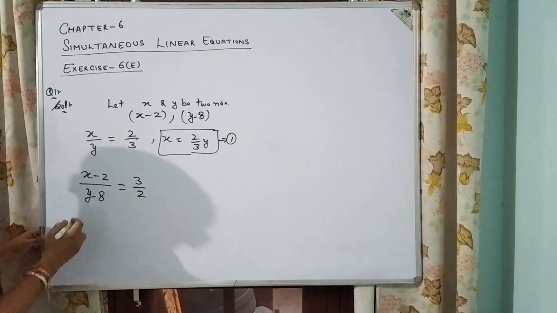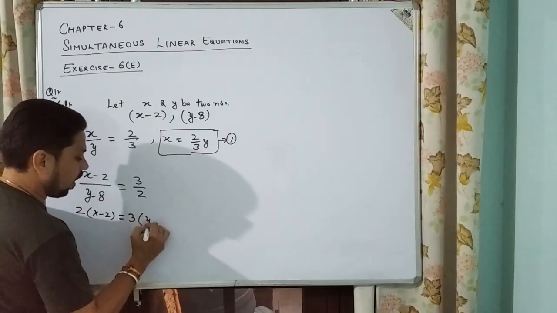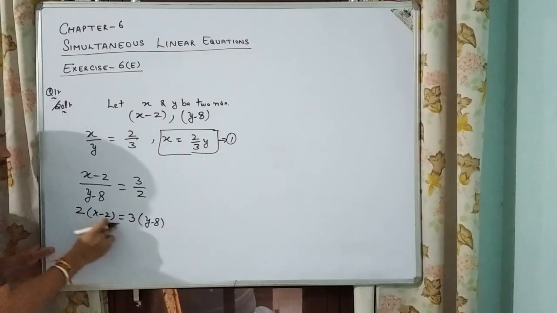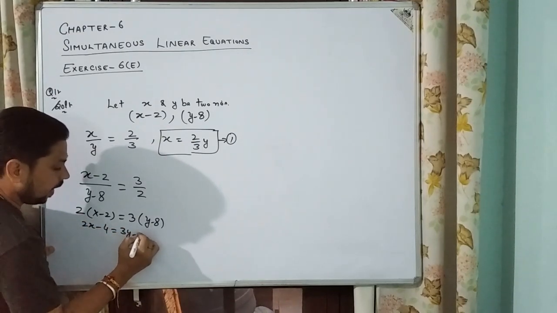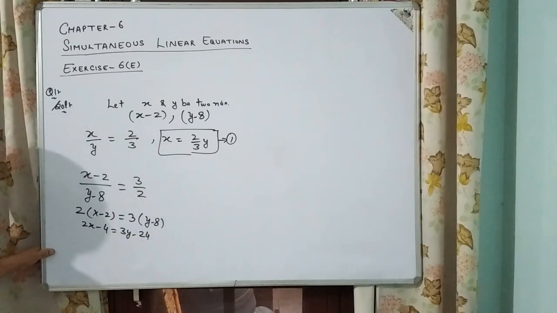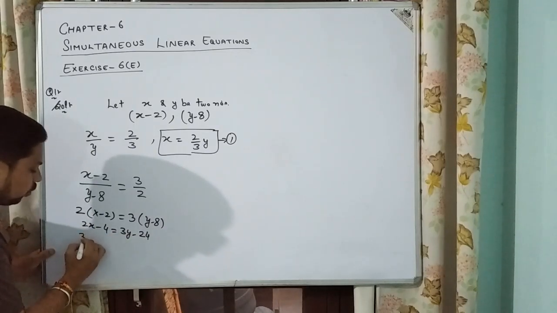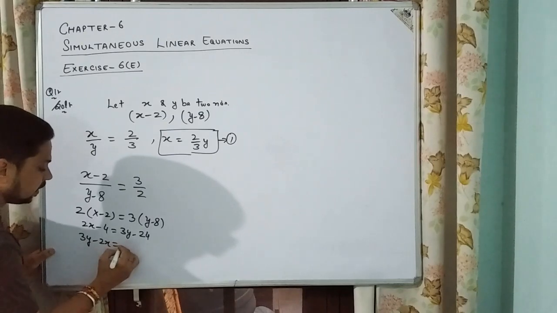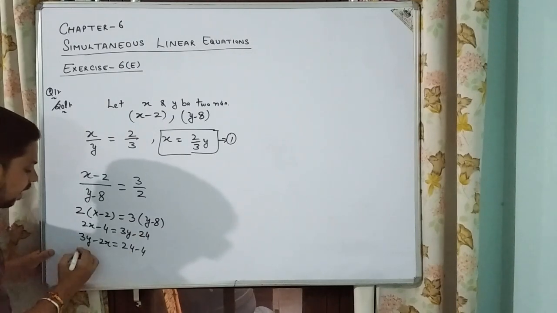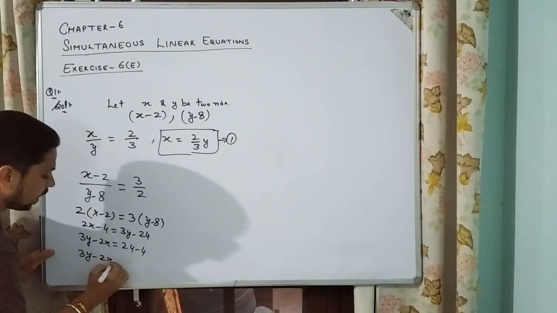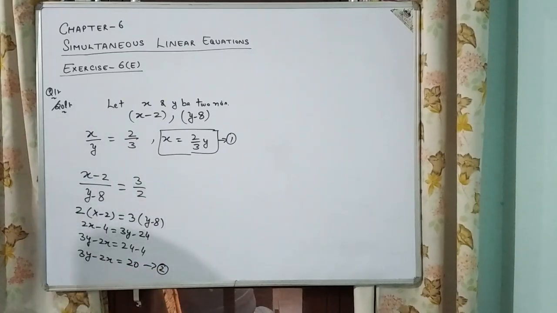So cross multiplying, we have 2 into x minus 2 is equal to 3 into y minus 8. Multiplying, we have 2x minus 4 is equal to 3y minus 24. Take the constant terms on one side and the terms with variables x and y on the other side. It will give you 3y minus 2x is equal to 24 minus 4, that is 3y minus 2x is equal to 20. Make this equation number 2.